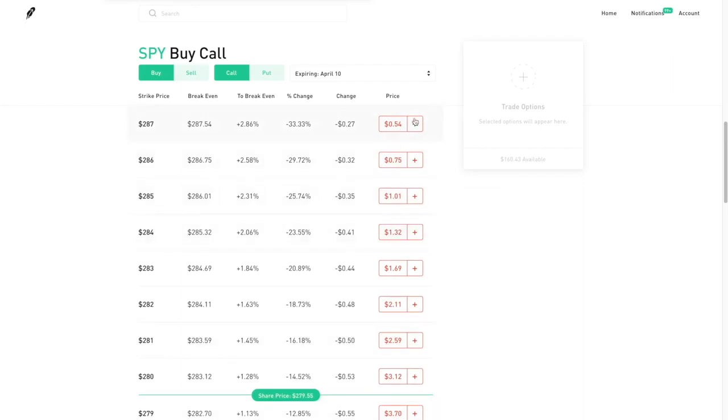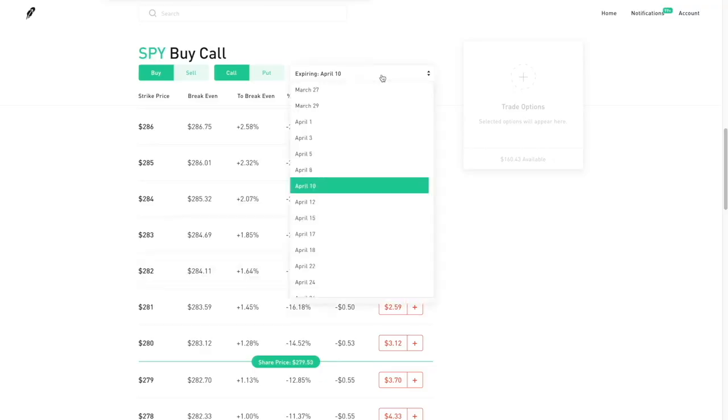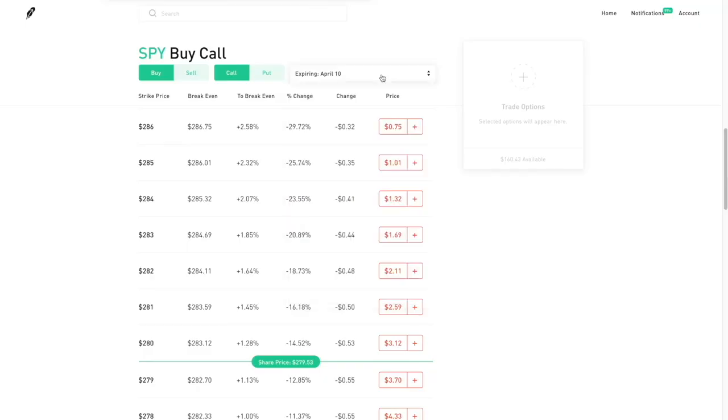And so as you can see, the price of the contract becomes less and less as you move further away from the money. And the option price is also less because it's only expiring April 10th. We're currently on March 25th, so it's not that much time that we have before expiration.